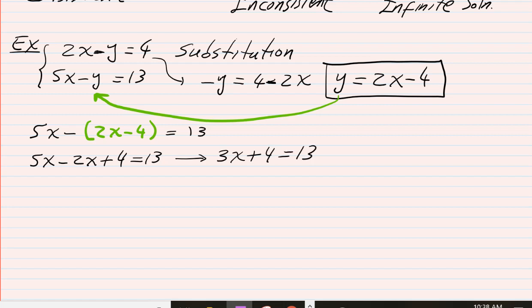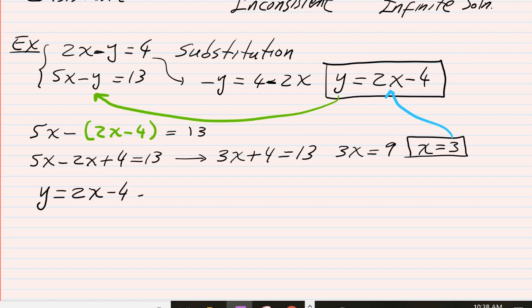Then subtract 4 from both sides. This becomes 3x equals 9. Finally, divide by 3, and we solve for x, which is 3. Once we've solved for x, we can back substitute for x in the other equation, which will give us the solution for y. That's what I'm doing now. This is going to be 2 times x, which is 3, minus 4.